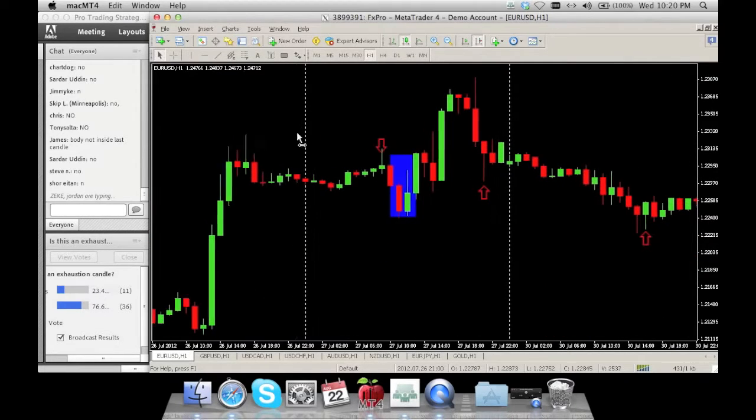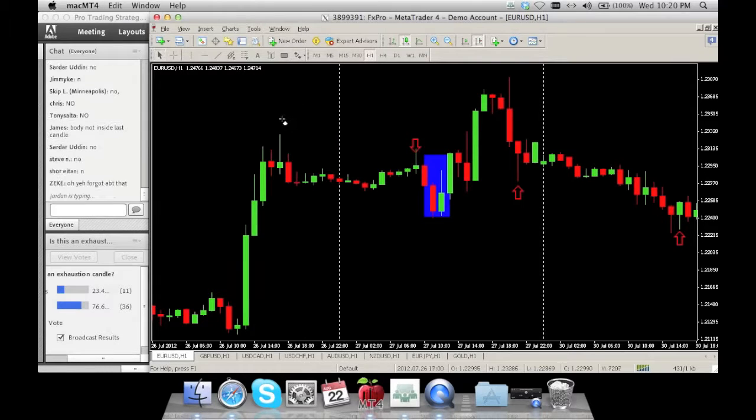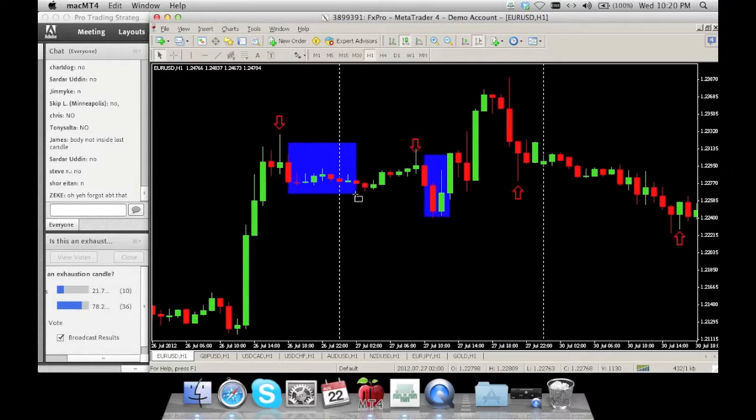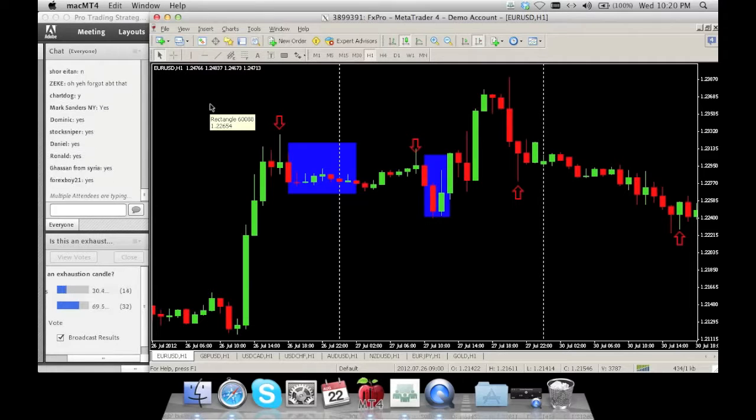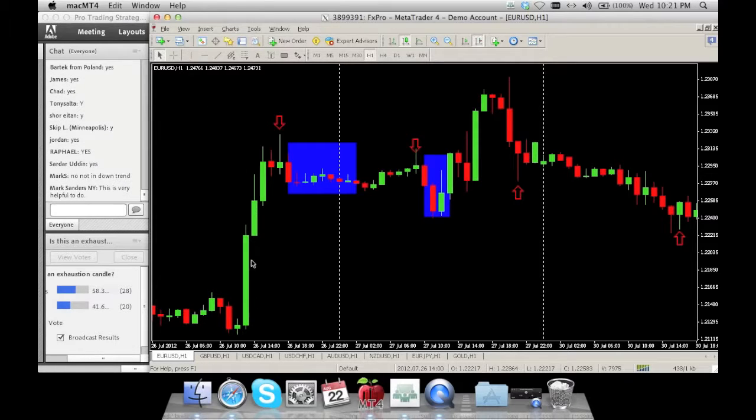Okay, moving further. Exhaustion, yes or no? This one. Anything in the blue you've never seen. Okay, we're crossing over to the yes. Okay, good. Yes. This is an exhaustion because even though all these candles are quite big, the candle right before the exhaustion is the one that matters, not anything else. The rest we can just look at for a trend.